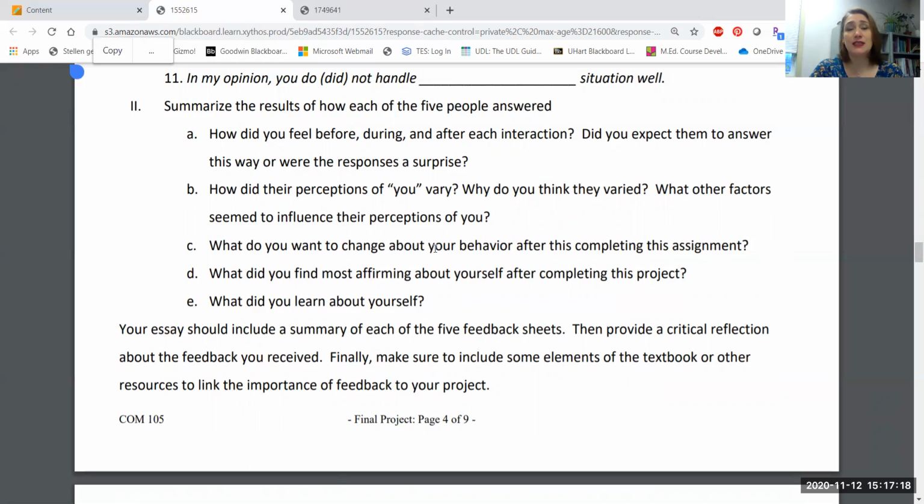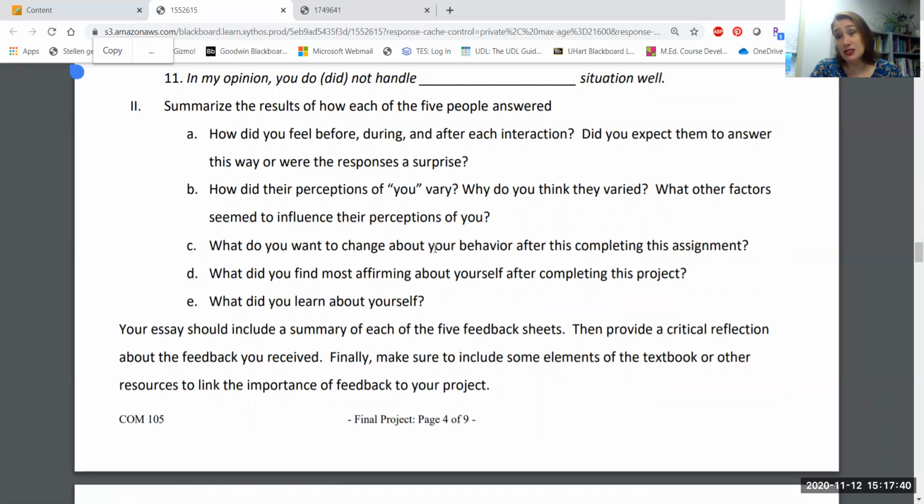How did you feel? How do perceptions vary? What do you want to change? What did you learn about yourself, and so forth? Again, this is a really, really good one to do during COVID, because you can simply email people these questions, or you can talk to them on the phone or Skype and have them answer it that way. So you've got a lot of different ways to conduct these surveys.